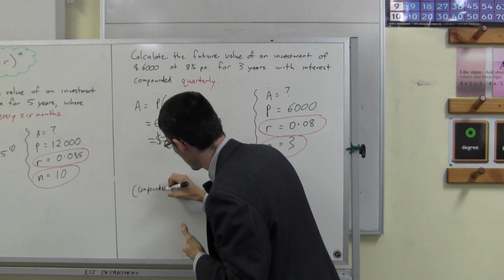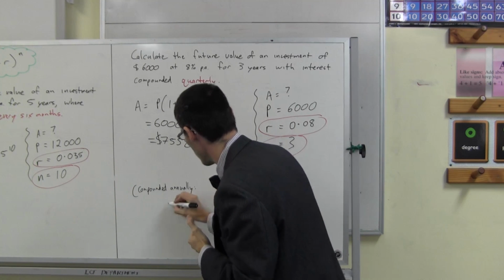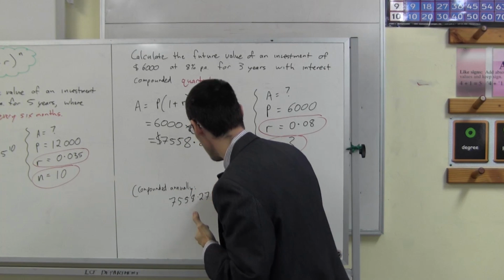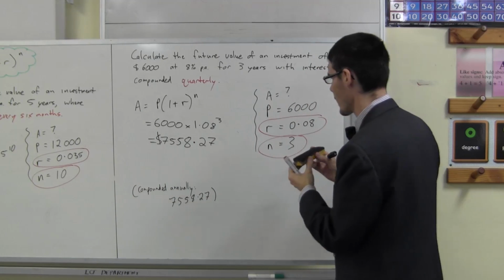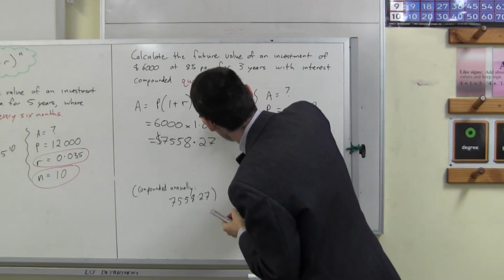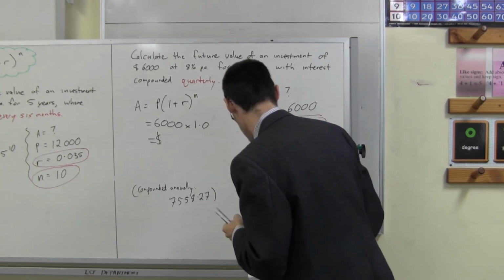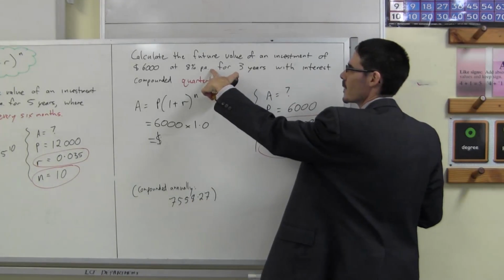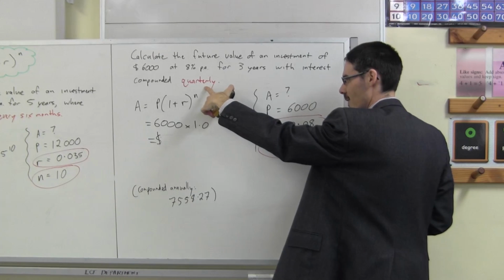compounded annually, got us 7,558.27. Again, just so we can compare our final answers. Okay, this number and that number are going to change, and this number is going to change. So let's have a go. It was 8% per annum. It's got to be per quarter.